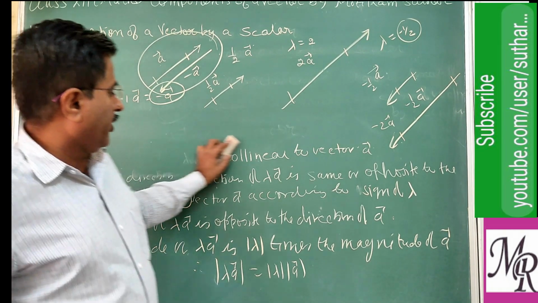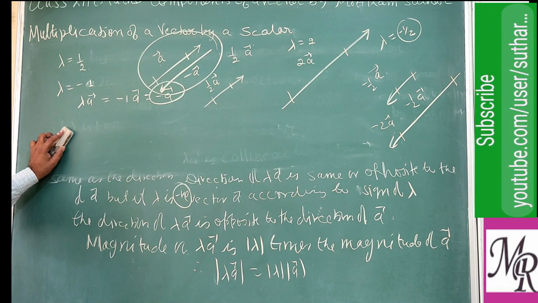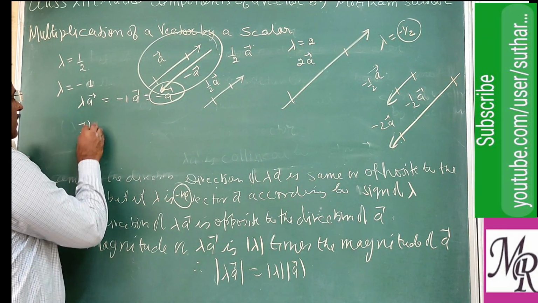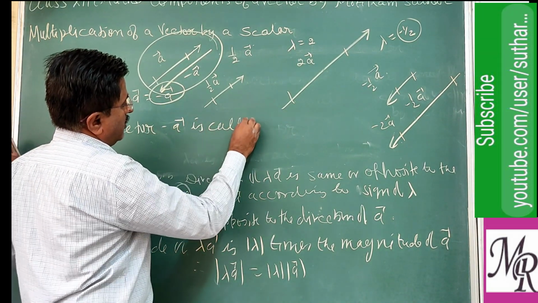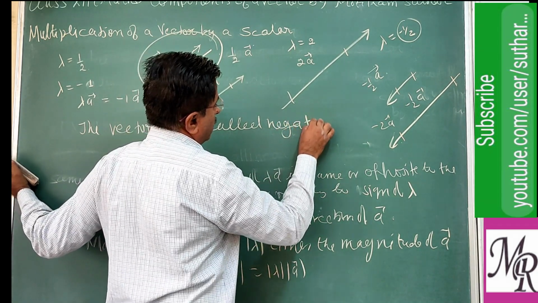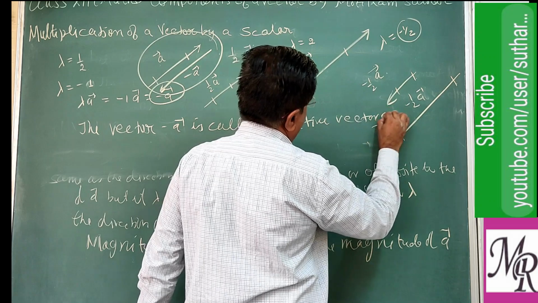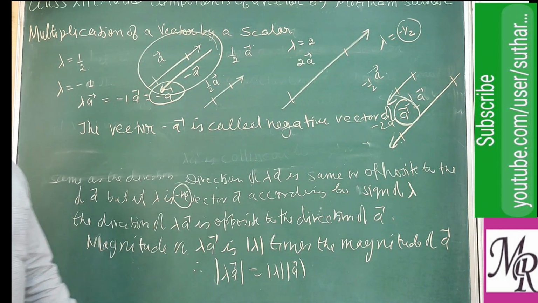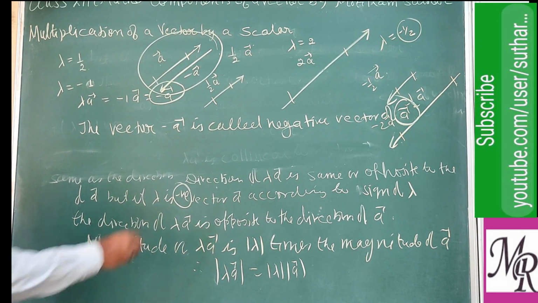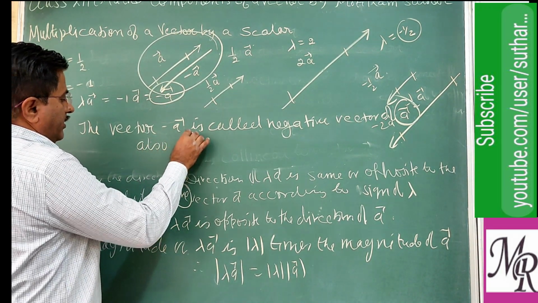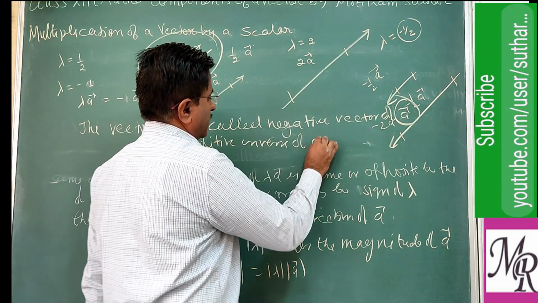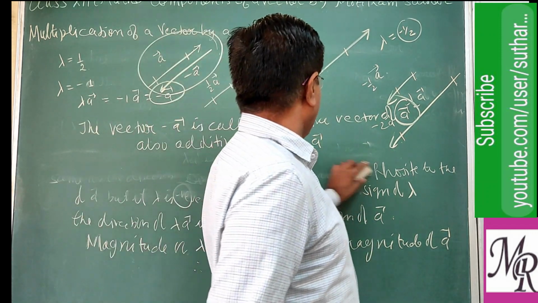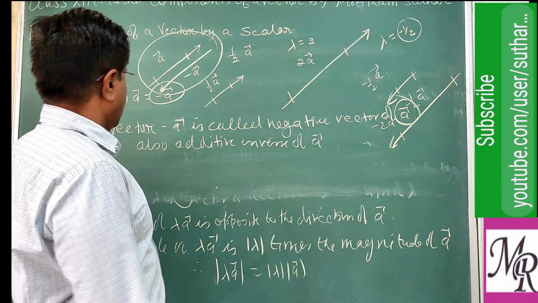So what we can write here, point: the vector minus A is called the negative, or you call the additive inverse, also called additive inverse of vector A.